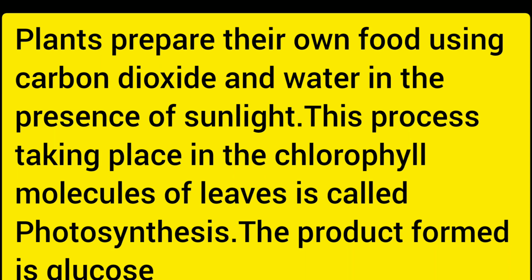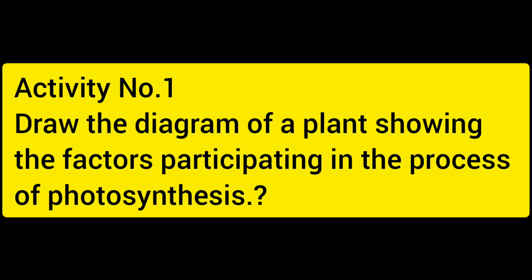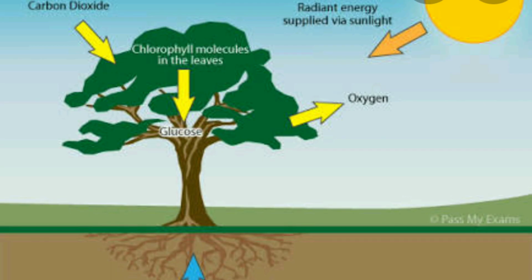Okay. There are 2 activities for you today. I will show you the activities. The first activity is there. Activity number 1. Draw the diagram of a plant showing the factors participating in the process of photosynthesis. Okay, you know the factors, which are they? Water, carbon dioxide, sunlight, and leaves. There are certain pictures I showed you in this class also. Otherwise you can draw the picture seen in the textbook also.